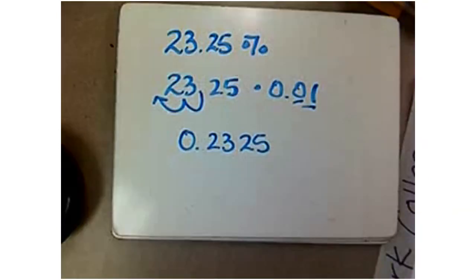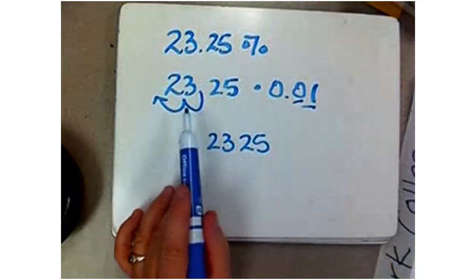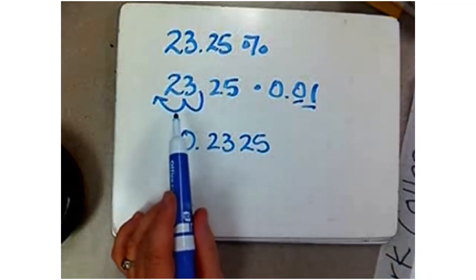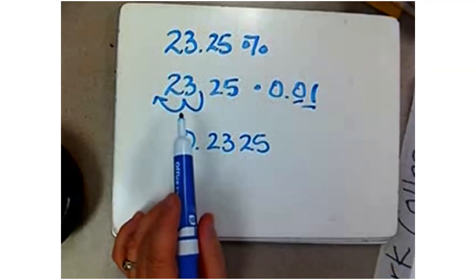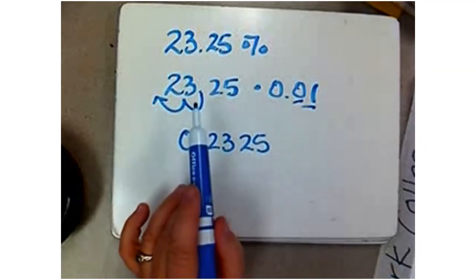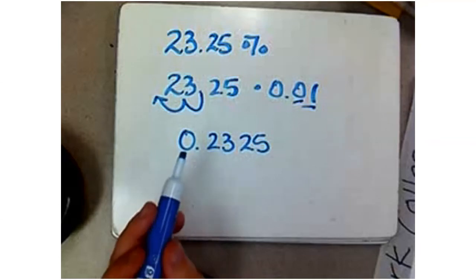We're in the 1/100th land, which is dividing by 100. There are 2 zeros in 100, so we're going to move our decimal place 2 places to the left. So when you change your percent to a decimal, you drop the percent sign and you move the decimal point 2 places to the left.